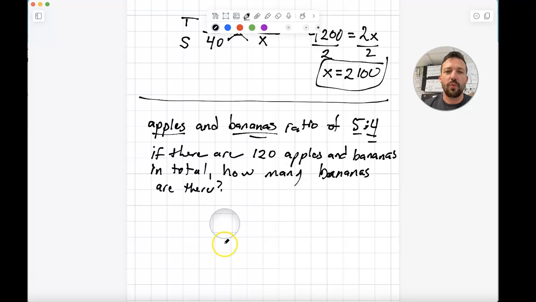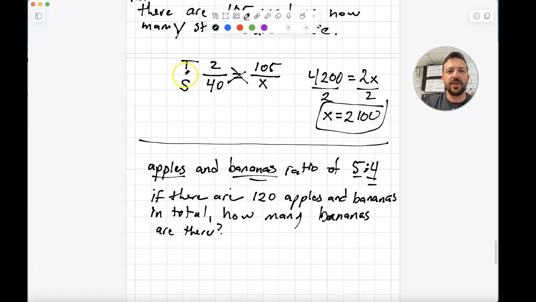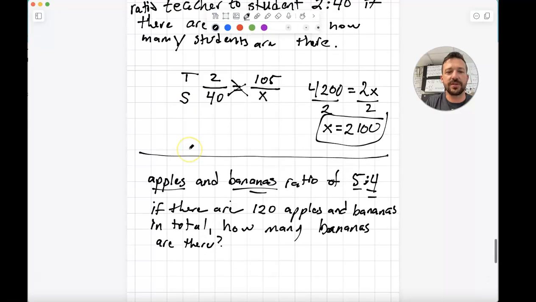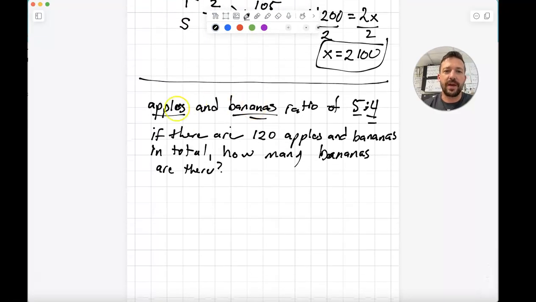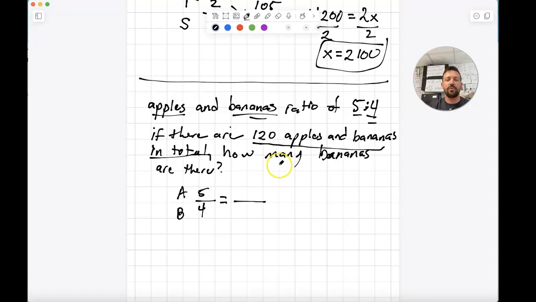Okay, so what you're going to do is, remember we were setting them up. I told you to set up what you have on the top and the bottom, right? On the last one, we did teachers to students, and we did teachers and students. On this one, what I would assume everyone would have probably done is put apples and bananas, right? And then they would have set up their fraction. They'd say, okay, there's 5 apples to every 4 bananas, and there are 120 apples and bananas in total. And you'd be like, well, I can't put 120 on the top or the bottom because this is just for apples, this is just bananas, but this is everything in total, right? So you're like, how in the world am I going to do that?